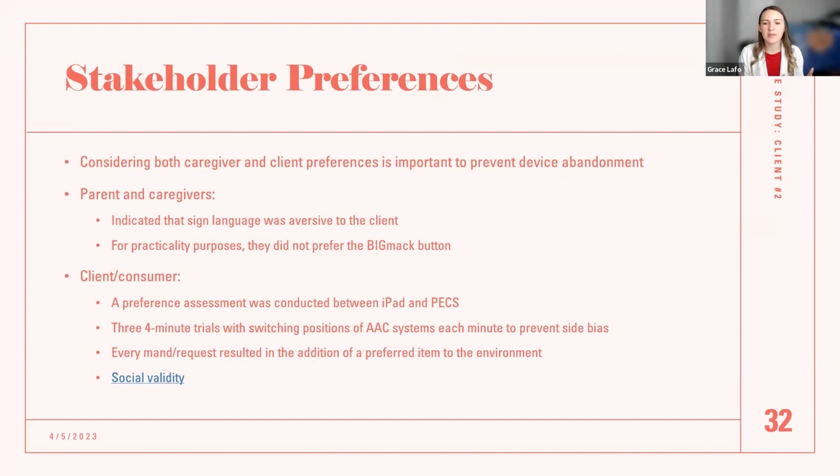So next, we wanted to consider Gabriel's preferences. We conducted a concurrent operant preference assessment between the iPad and the PECs. These were 4-minute trials where he had access to both AAC systems, equally distanced from him, and he was able to use either one to request dinosaurs. At each minute mark of the 4-minute trials, we would switch the positions to prevent side bias, and we conducted 3 of these 4-minute trials to see if his preferences changed over time. We do have a short video of what that looked like.